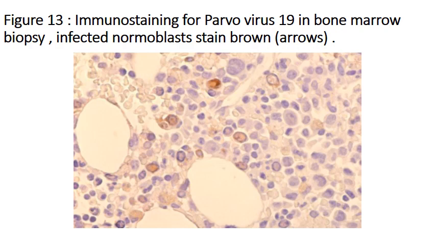By immunostaining for parvovirus B19 in bone marrow, we can see the infected normoblasts stain brown. This is because they are infected by parvovirus. So infected normoblasts stain brown because they are infected with parvovirus B19.